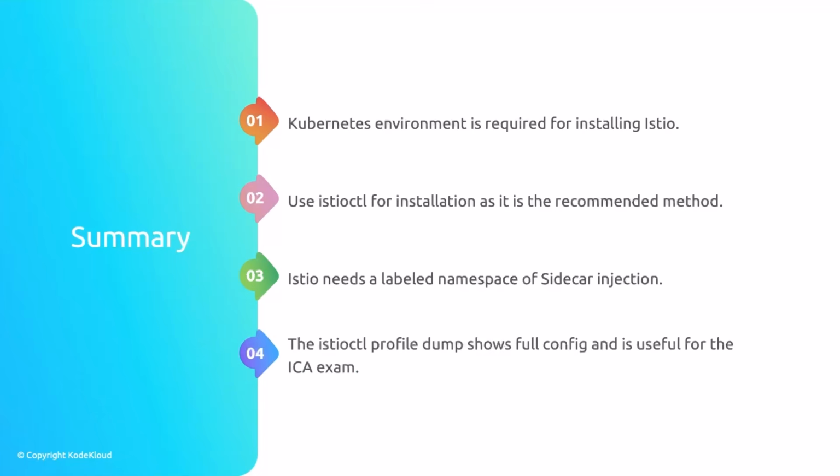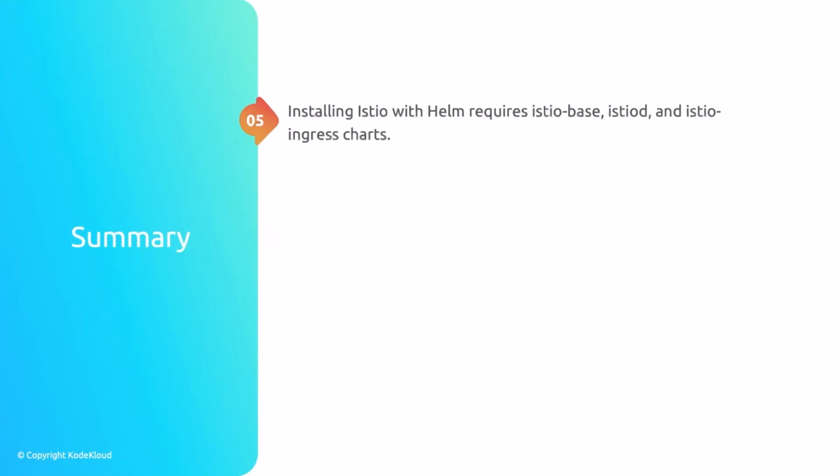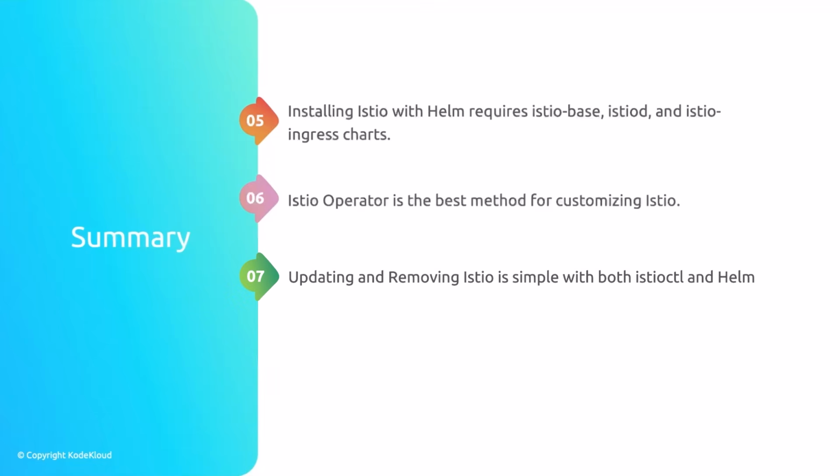The istioctl profile dump command allows you to output all the configuration, and it's very useful, especially for the Istio operator questions. You can use Helm to install Istio, but you need to install all three charts, the base, istiod, and the ingress, separately. The Istio operator is very, very important, and it's almost guaranteed you'll get a question on this. So make sure you have a look at the operator options that we discussed in the customized Istio installation presentation.